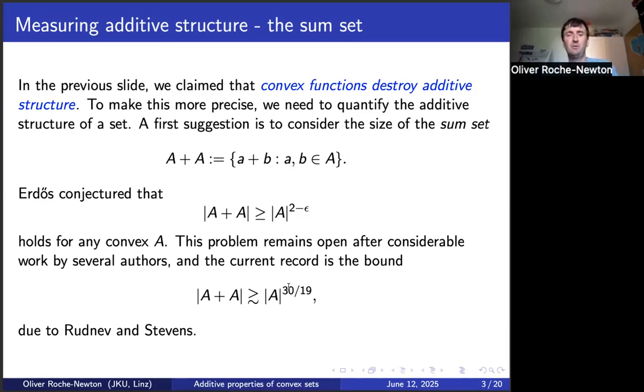Maybe the key thing to emphasize here is that 30 over 19 is bigger than 3 over 2. 3 over 2 you can get quite easily now, at least in retrospect, and this they had to work a bit harder for. But the exponents aren't so important really for us right now. The point is that this is a problem. We know something, but it's still open. We have quite good bounds, but we still have a lot of space to improve.